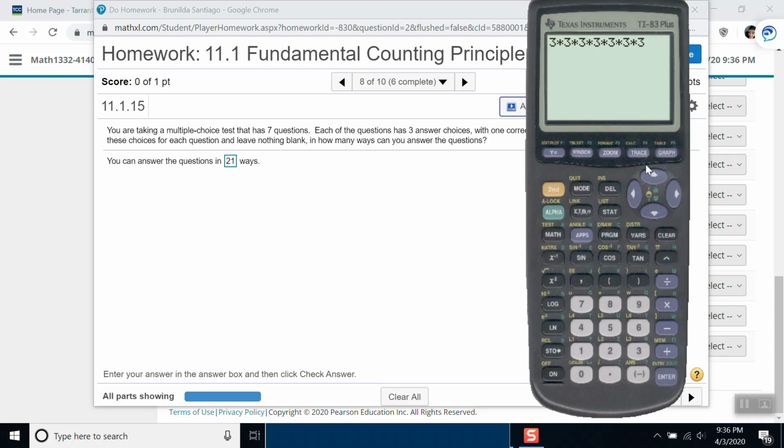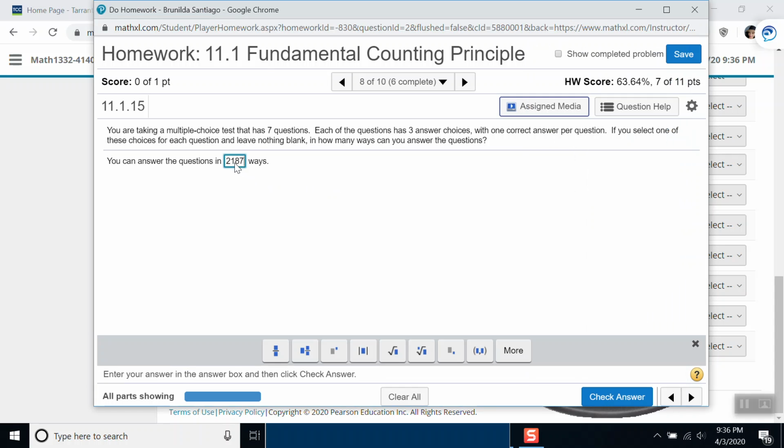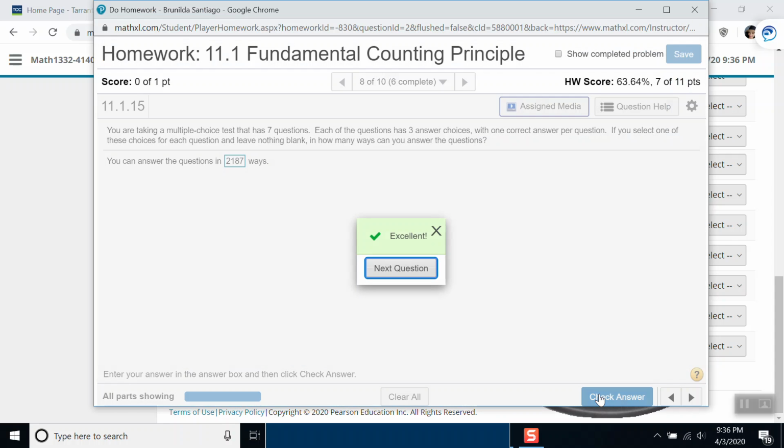So each one of them has 3 choices. So that is 2,187 ways.